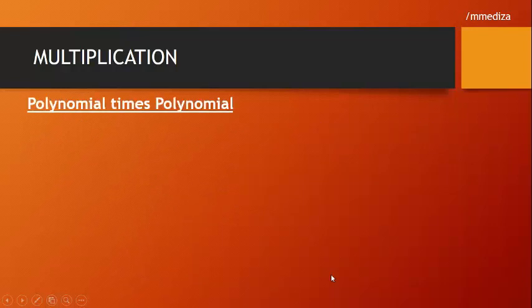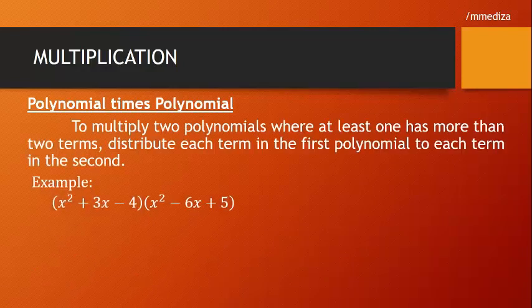Now let us proceed to multiply two polynomials where at least one has more than two terms. We just distribute each term in the first polynomial to each term in the second polynomial. So we are going to distribute x squared to the next polynomial, 3x to the next polynomial, and negative 4x to the next polynomial.